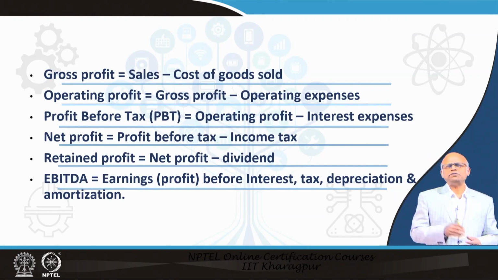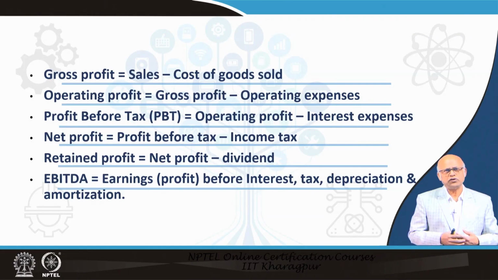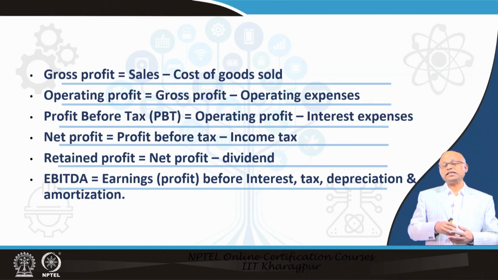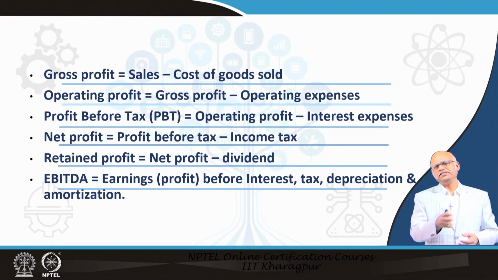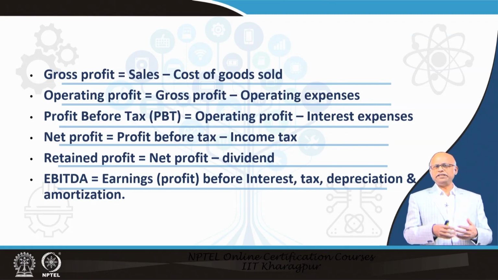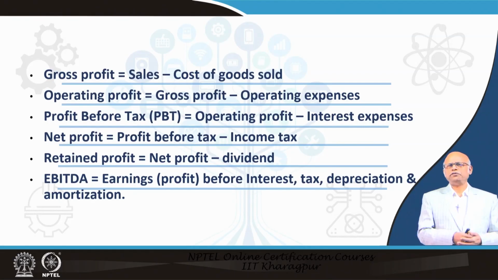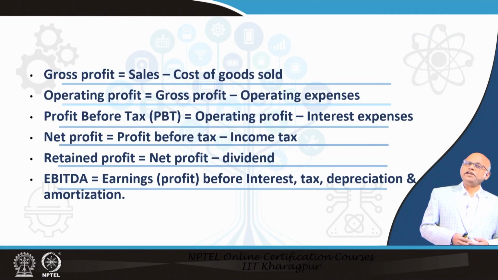The next item of profit is operating profit, that is estimated after you estimate gross profit, because operating profit is equal to gross profit minus operating expenses. We will explain it later. Profit before tax is operating profit minus interest expenses. Net profit is profit before tax less income tax paid on profit before tax. So, you deduct income tax from profit before tax to get net profit.